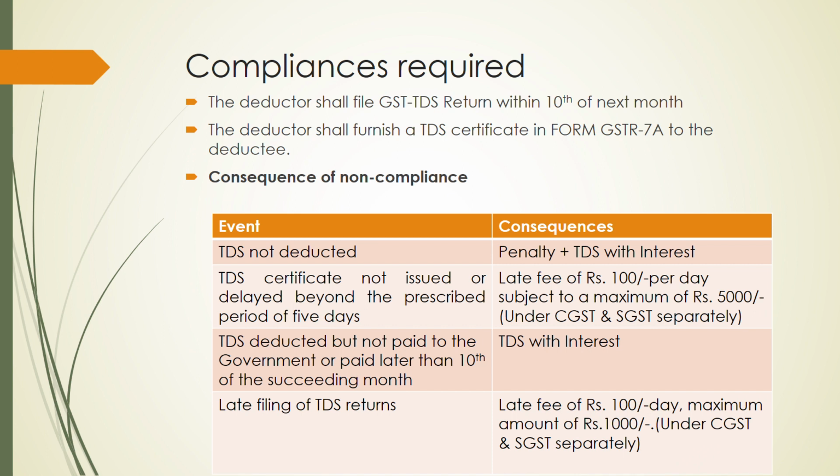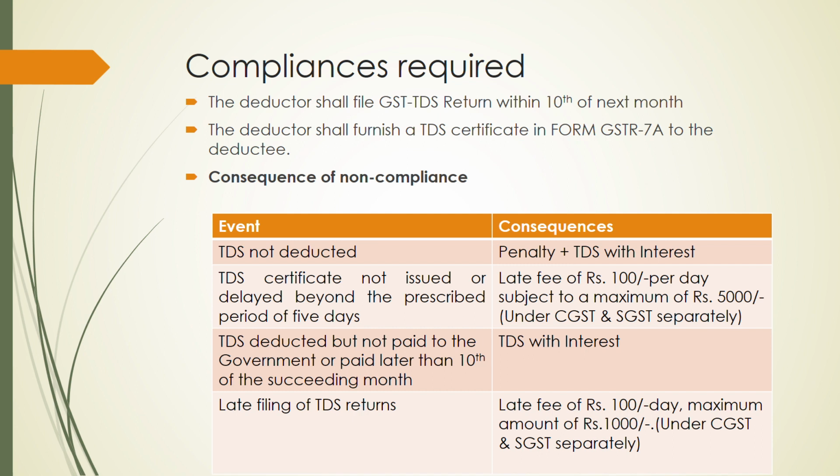What are the compliances required? The TDS deductor shall file the GST TDS return by the 10th of the next month. The deductor shall furnish the TDS certificate in form GSTR 7A to the deductee within 5 days of filing of return, and in case of non-compliance of this provision, there are penalty and interest provisions.